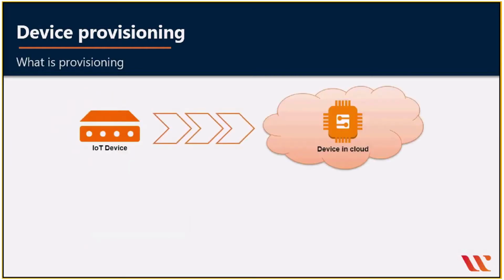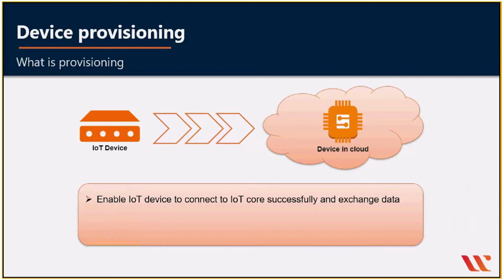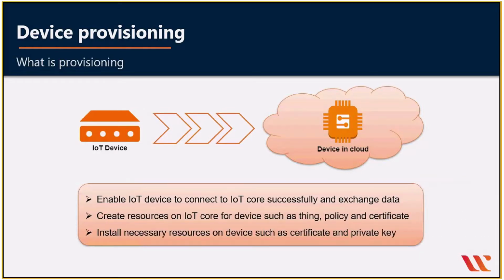So device provisioning refers to creating the logical identity of the physical device in IoT Core along with the necessary resources. These resources include the IoT thing, policy, and the certificate. These resources are then installed on the device so that the device can successfully connect to IoT Core platform. The provisioning process can be manual, where an individual does all the steps. This process can also be made automatic, where the device requests for the resources creation and receives its credential in the response.